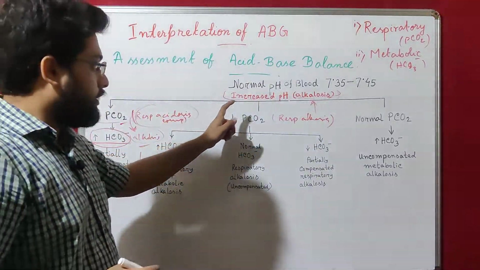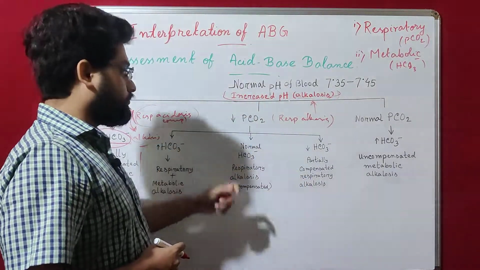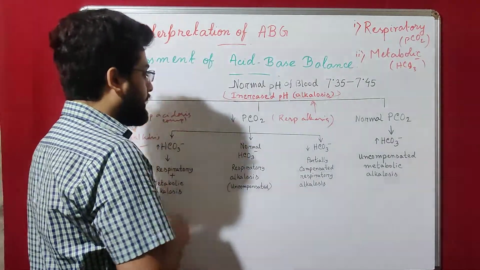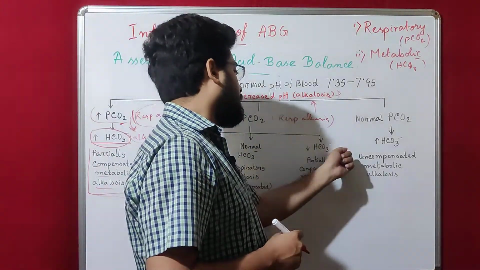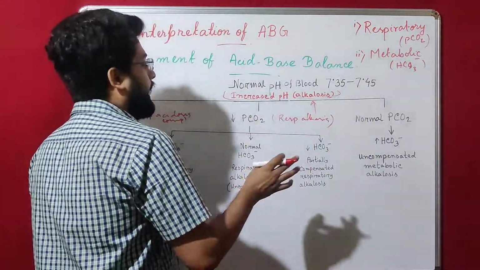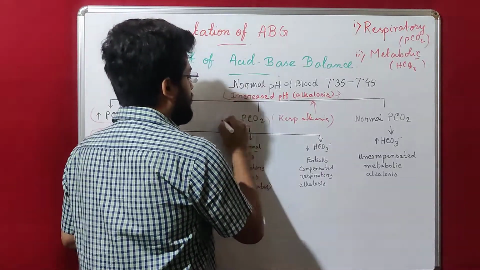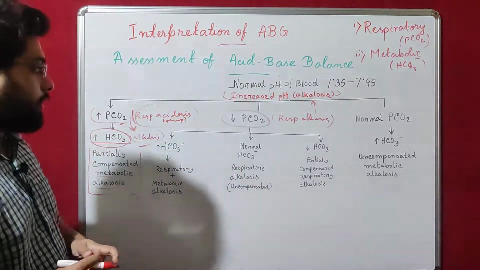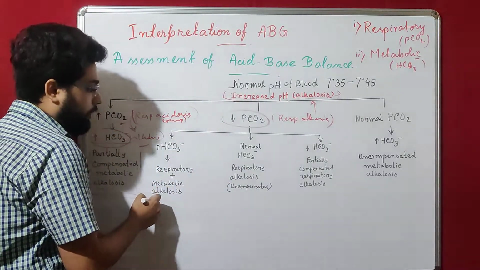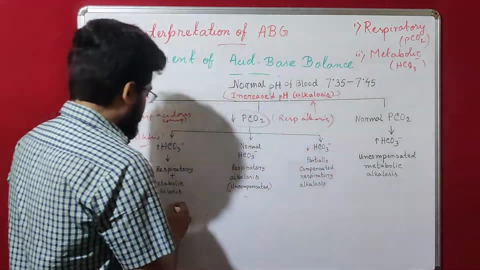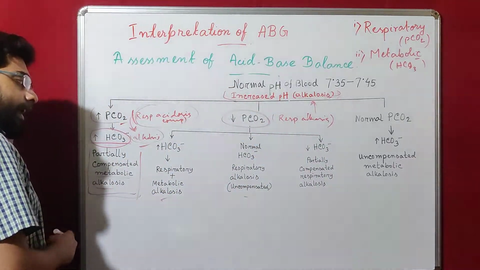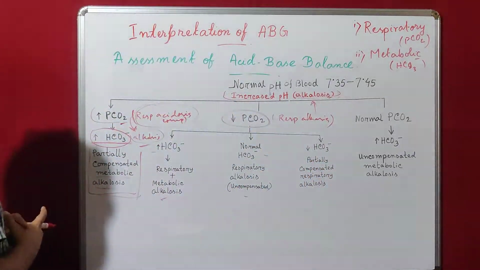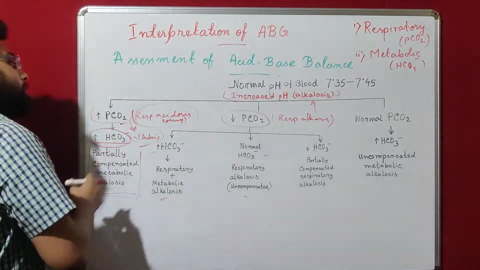So against this one, all 3 chances are possible. That means bicarbonate ion either can be increased or can be normal or can be decreased, because the alkalosis is already due to the respiratory component. So the metabolic component can be anything. It either can be increased or can stay normal or can be decreased.